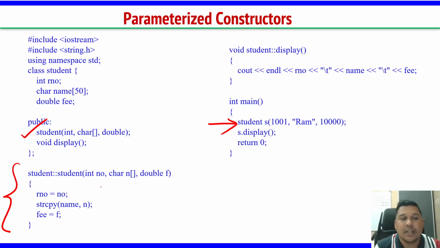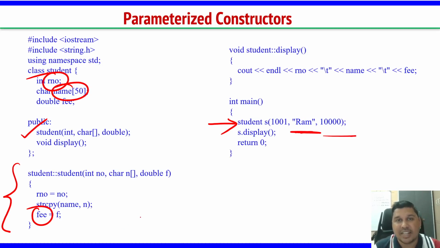What is it doing? This number which I am passing is being copied into this private variable. This name RAM which I am passing is copied into this private variable name. Same way, 10,000 is copied into this private variable fee. So this is one way we assign values to the private data members of the class using parameterized constructors.